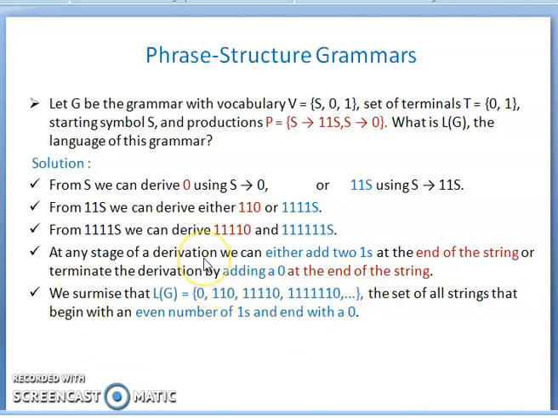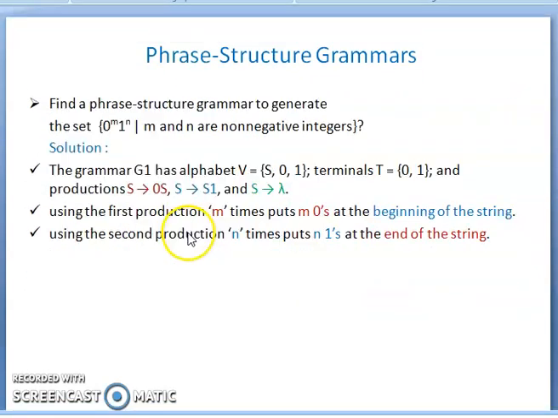This is the one language specified by this particular phrase structure grammar. And another problem: find a phrase structure grammar to generate this particular language, 0 m number of times, 1 n number of times.